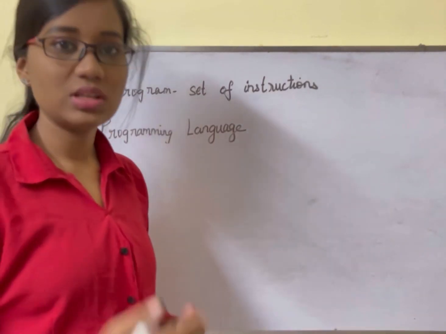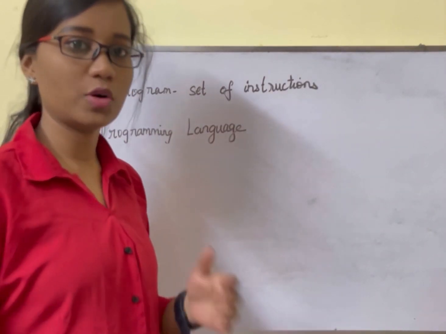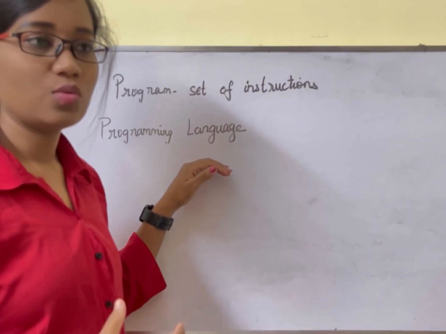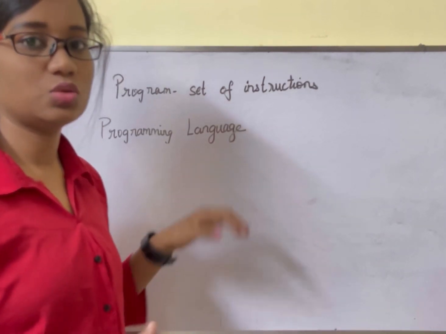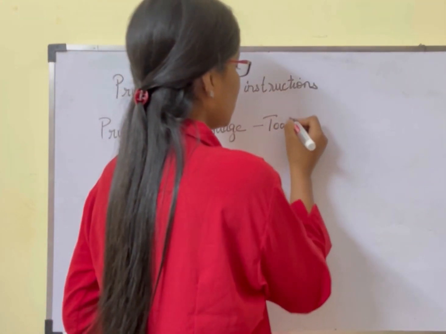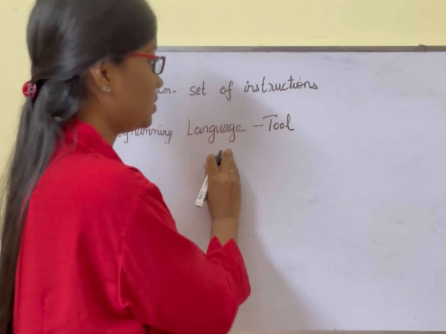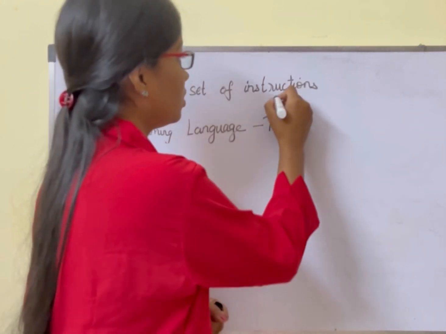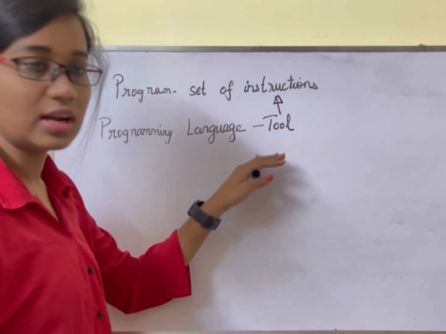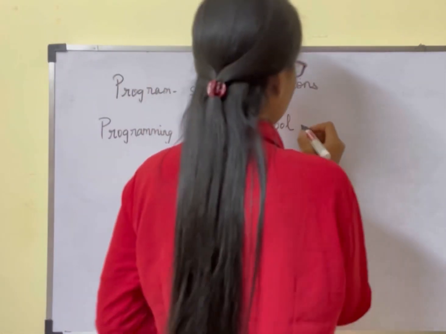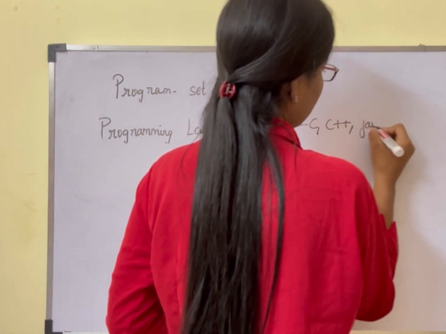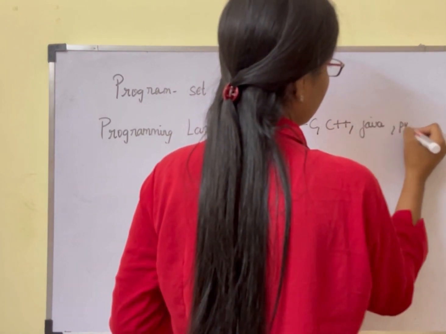Now let us revise some common topics like what is program. Program is a set of instructions we give to CPU to perform certain tasks. What is a programming language? Normally language is what? It is a tool for communication with one another. So here programming language means it is a tool in which we write instructions to perform certain tasks. So some of the programming languages are C, C++, Java, Python, and so on.